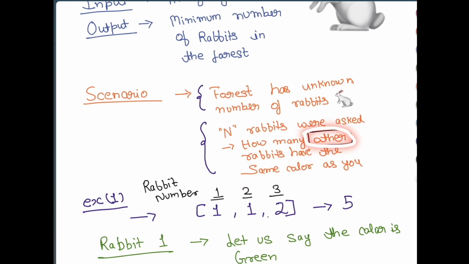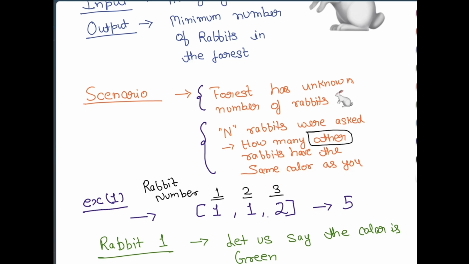This word "other" is very important. How many other rabbits have the same color as you? Now, in the original question, this word "other" is not mentioned, but I would say they should have mentioned it. They only wrote that the question the rabbits were asked is how many rabbits have the same color as you. But I would say it should be how many other rabbits apart from you have the same color as you.